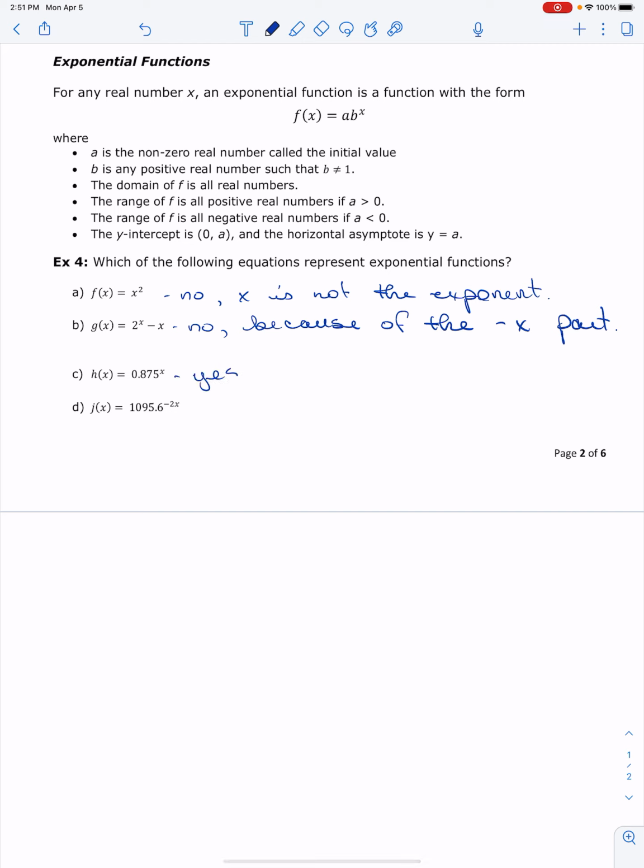This one's a yes. And this one's a yes. You could separate that -2 from the x and rewrite this with just the exponent of x as we saw above. So yes, this is an exponential function.